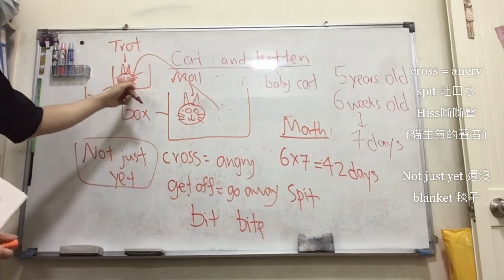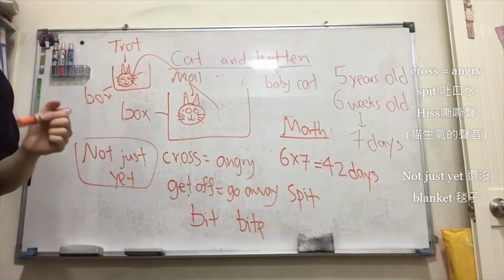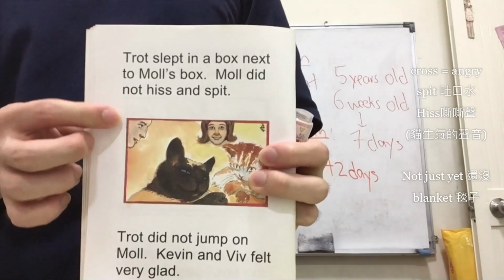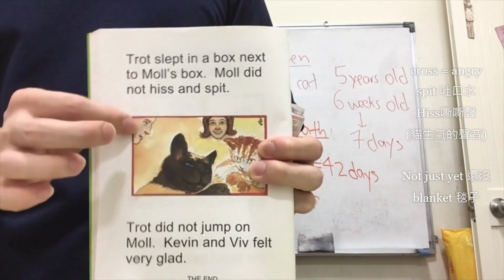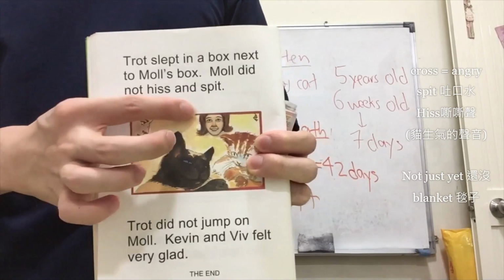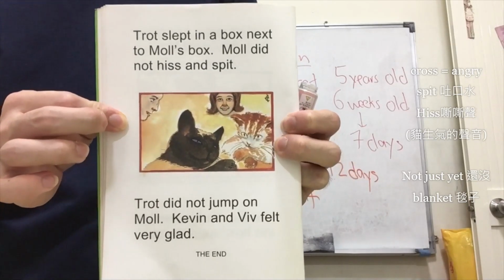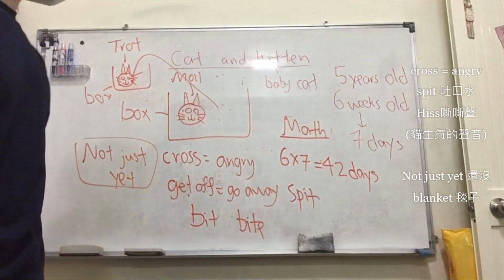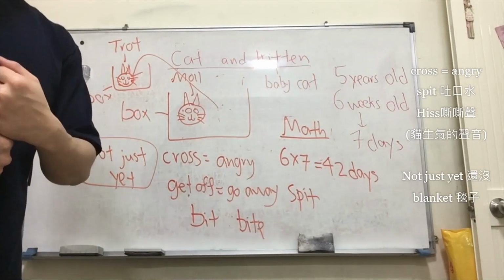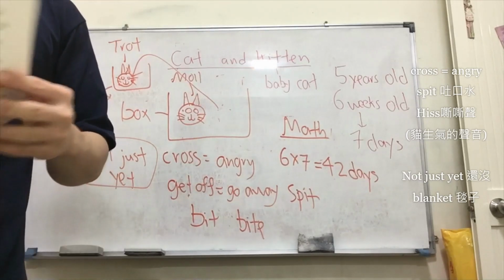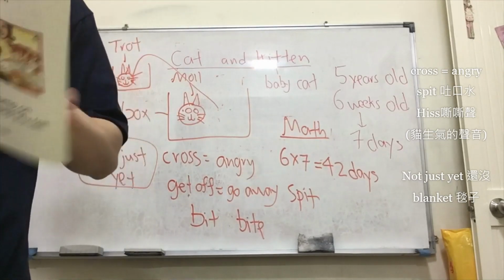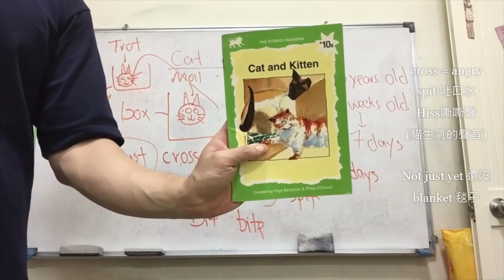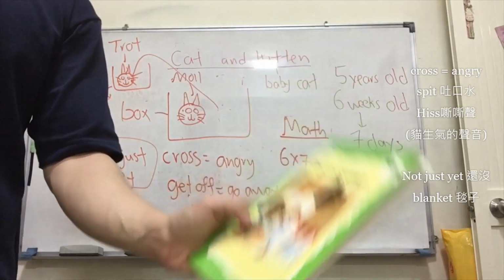Okay, so Trot moved to another box, alright? And the two of them became friends. Moll did not hiss and spit at Trot. Okay? So Kevin and Viv felt very glad. So the both of them were very happy, right? And that will be it for the end of the story on the cat and kitten, okay?